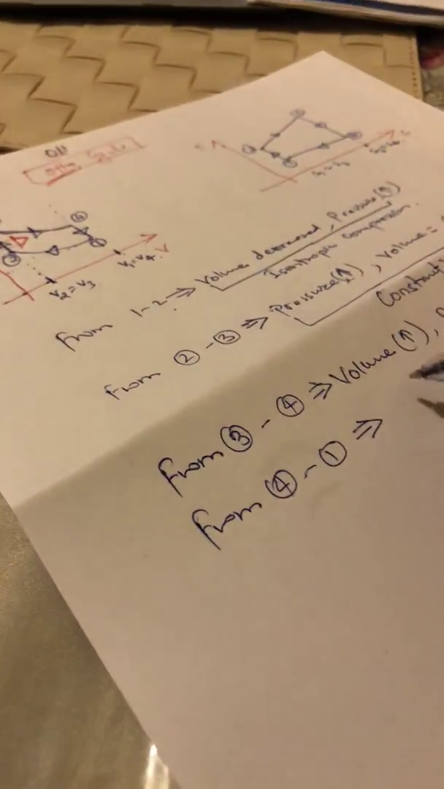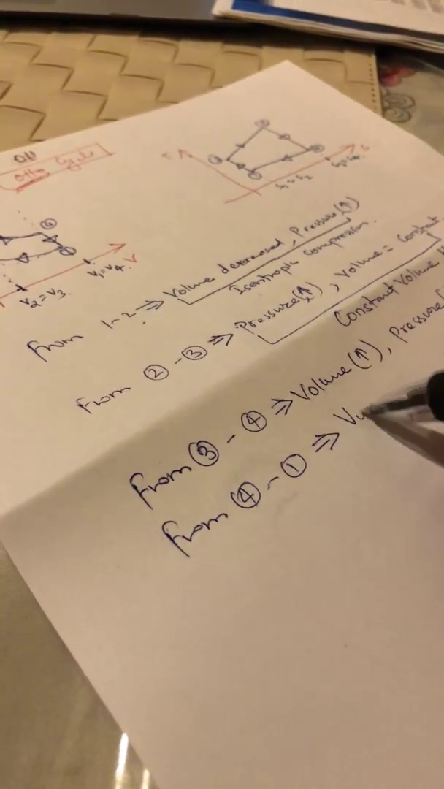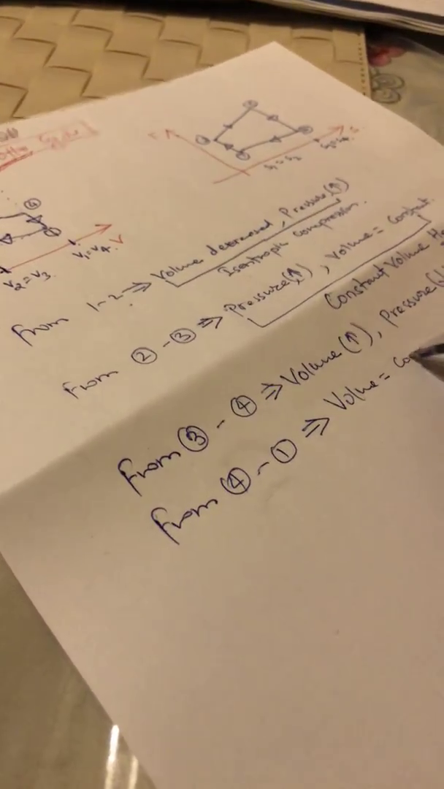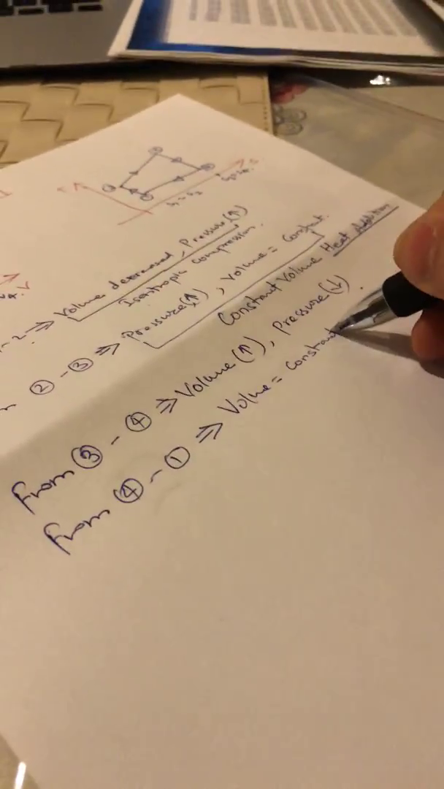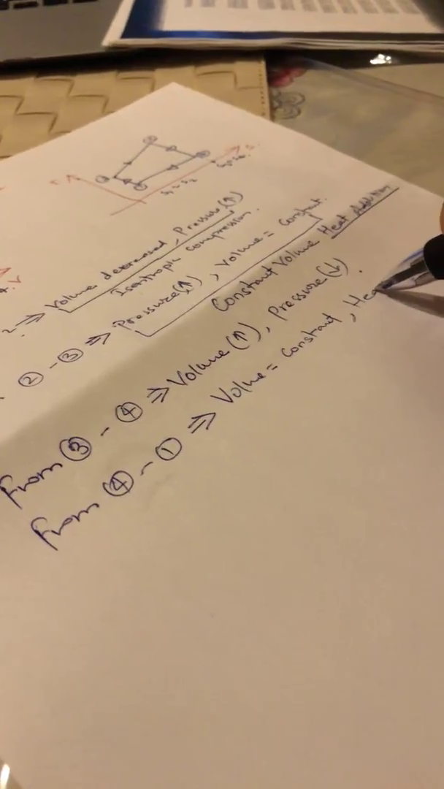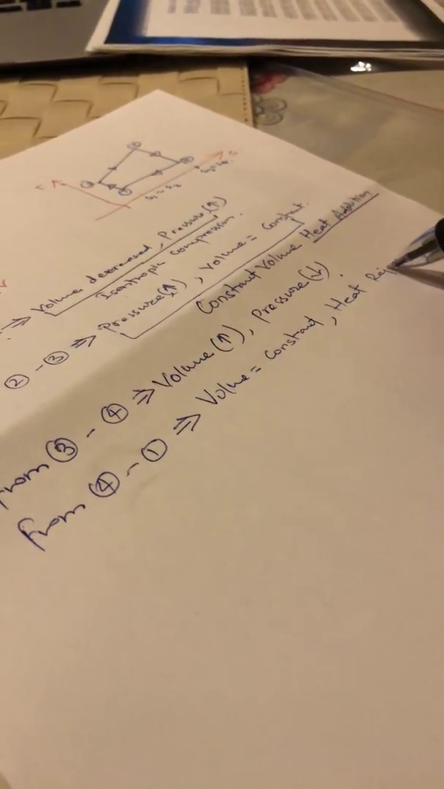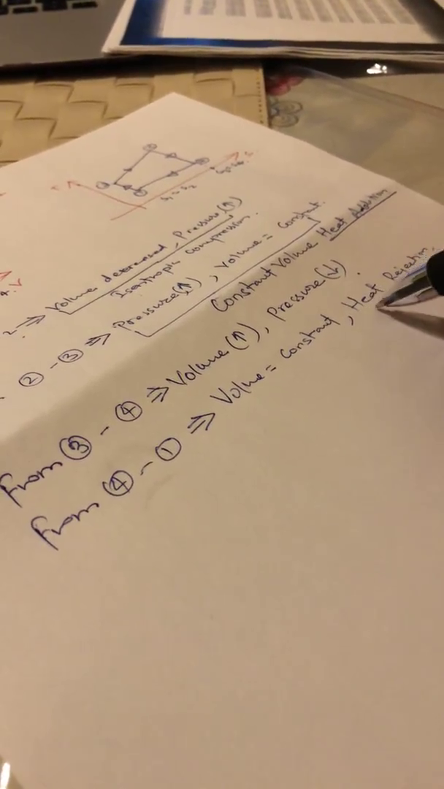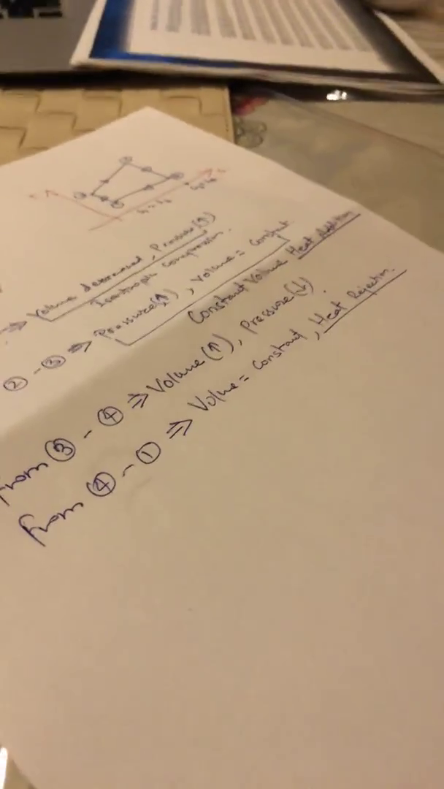So from 4 to 1, this is also the same as process 2 through 3. This is volume constant, while volume is constant, but heat is rejected. So this is constant volume heat rejection.